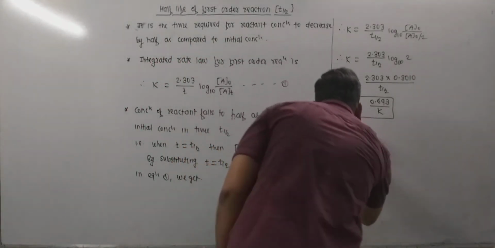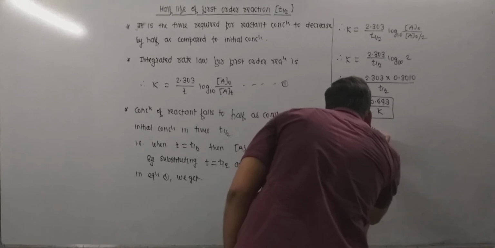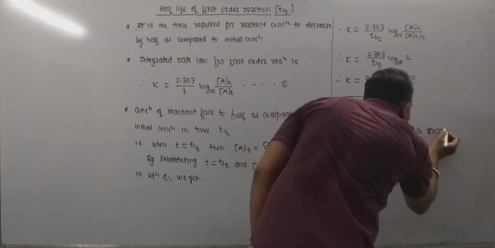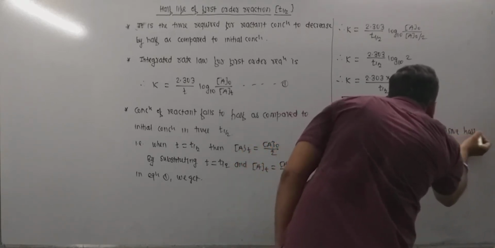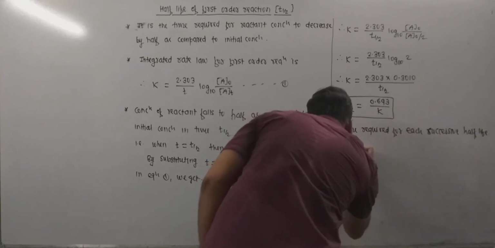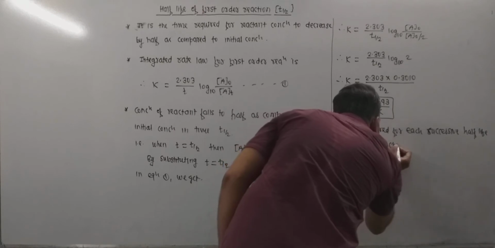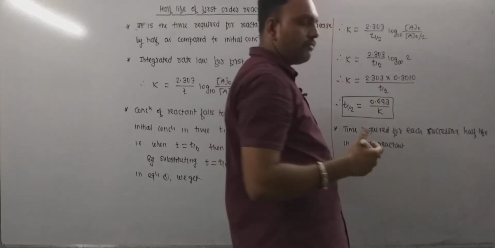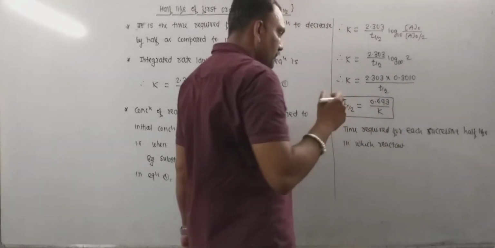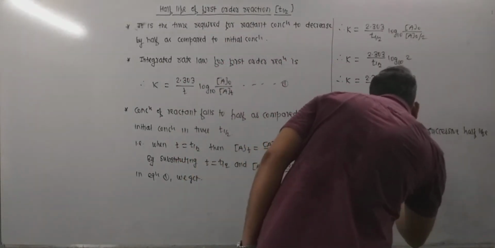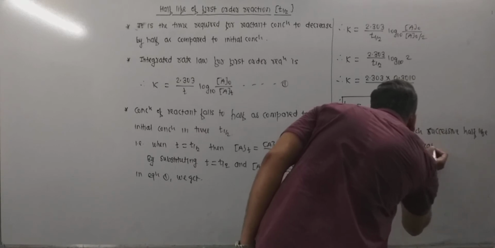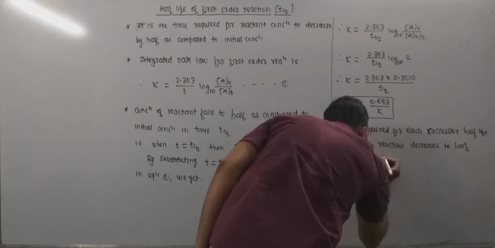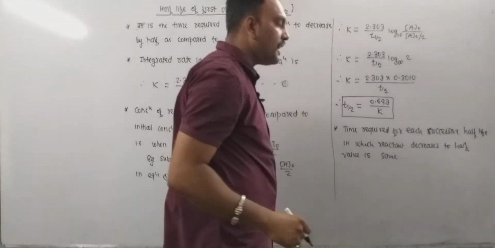So the very important thing is that the time required for each successive half-life, in which the reactant concentration decreases to half, is always the same. So let me explain this.